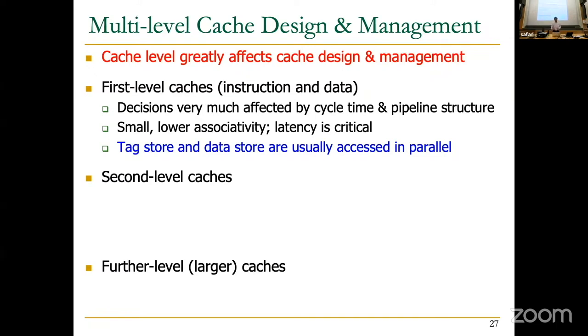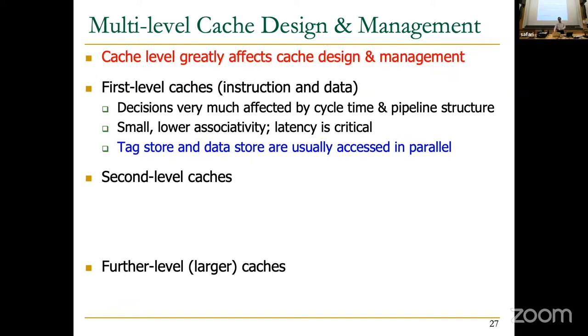A design decision, for example: you have the tag store and the data store. And we said earlier that in our basic cache, we access the tag store and data store in parallel, right? We index the tag store, we index the data store, we get the tags and data in parallel, we do the tag comparisons. If there's a match, we use the data that we actually accessed concurrently with the tag store. If there's a mismatch, then we discard the data. Now, you can do this in parallel in the first level. First level is small, and first level hit rates are high. So it makes sense to access the tag store and the data store in parallel.